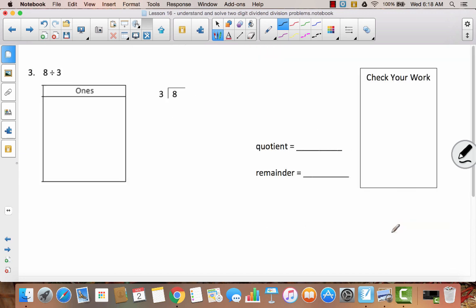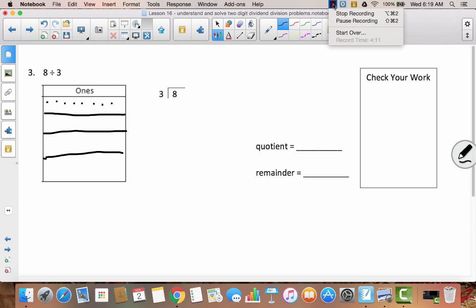All right, let's take a look at number 3. So this time, we're going to take 8 ones, 1, 2, 3, 4, 5, 6, 7, 8, and we're going to divide it into 3 groups. So let's go ahead and divide this into 3 parts. So I always like to go back and count to make sure I have 3 groups. 1, 2, 3. Now I'd like for you to distribute these 8 ones into 3 groups. Remember, your groups have to be equal. If you can't put 1 in every group, then you have to stop. That's your remainder. And then let's come back and take the next step together.